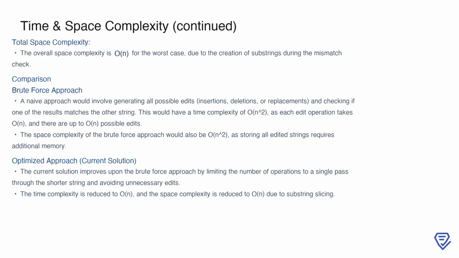To put this in perspective, consider a brute force approach. In that case, we might generate all possible edits, such as insertions, deletions, or replacements, and check if one matches the target string. This would result in a time complexity of O(n squared), as each edit operation takes O(n), and there could be up to O(n) such operations. The space complexity would also balloon to O(n squared), because storing all possible edits requires significant additional memory.